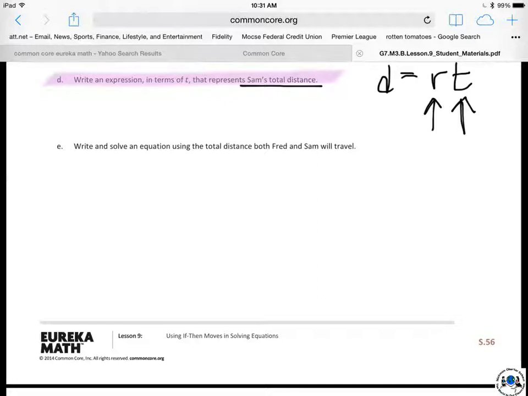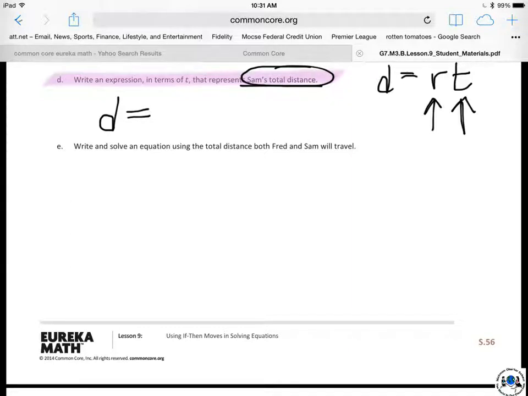Okay, I haven't written anything down yet because I want to actually go ahead and look for this information. So the expression is going to start off d equals, because we're solving for Sam's total distance. So now we need a rate. And what rate do we know of?